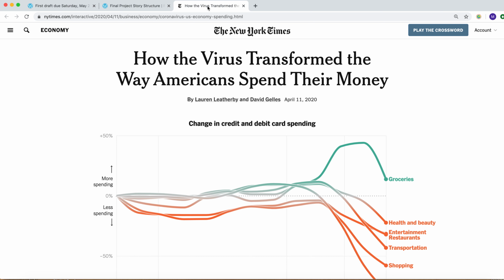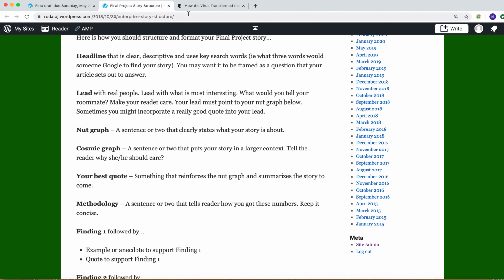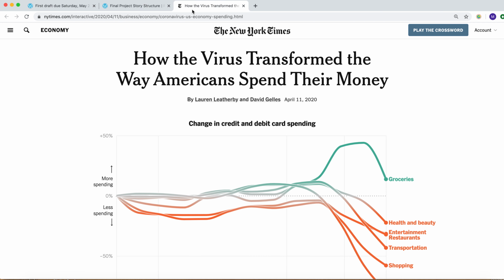The first thing you'll notice is obviously the headline: how the virus transformed the way Americans spend their money. It's really clear what this story is about. It's got a couple keywords: virus, money, Americans, spend. And you can see it really sets out to answer a question: how the virus has changed how people do that.